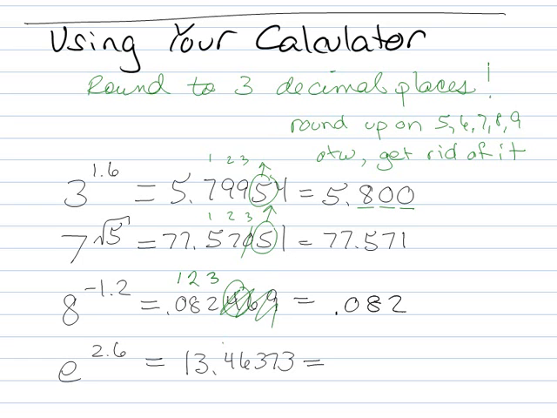And then finally, first, second, and third. There's my 7, so I'm going to round up because it's greater than 5. And so that means my 3 rounds up to a 4. So I've got 13.464. And that should be enough to get you started. Well, not on the whole assignment, but at least on using your calculator.